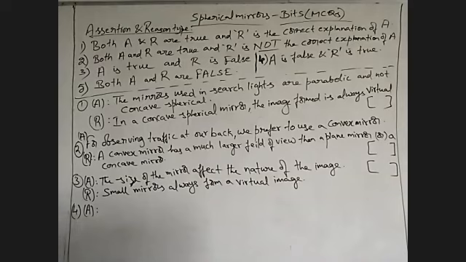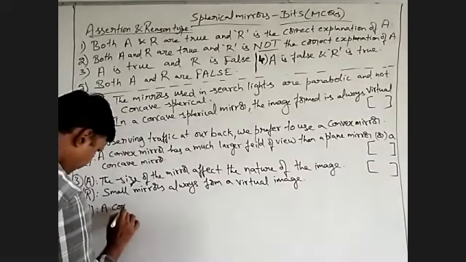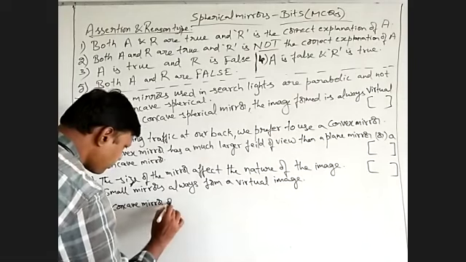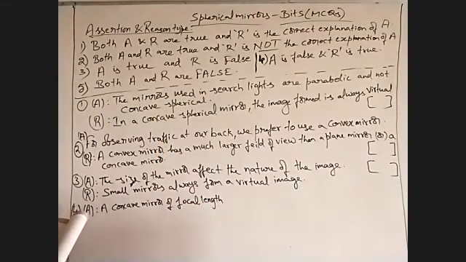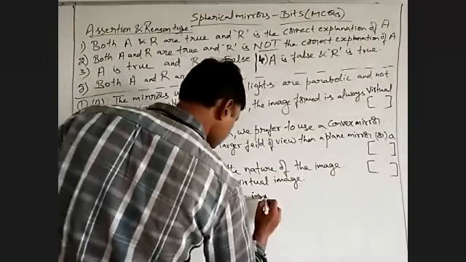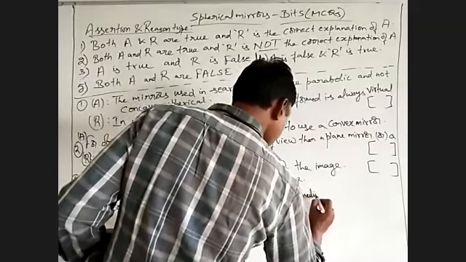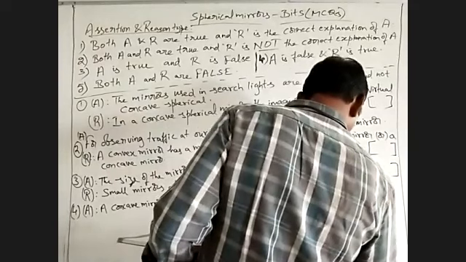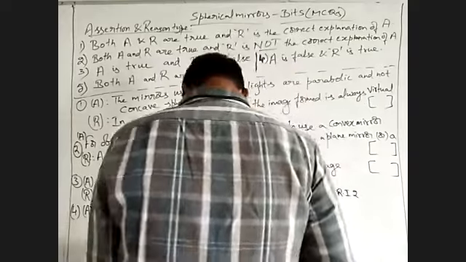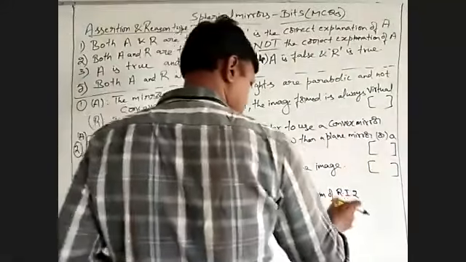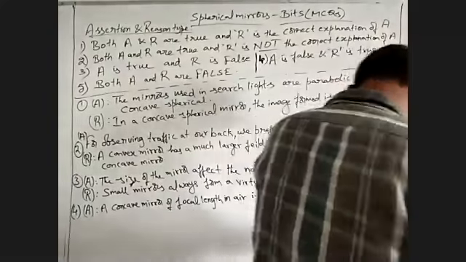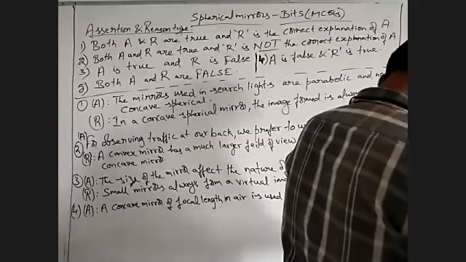A concave mirror of focal length f in air is used in a medium of refractive index 2. Then the focal length of the mirror in the medium becomes double.